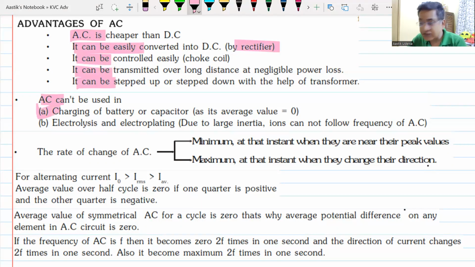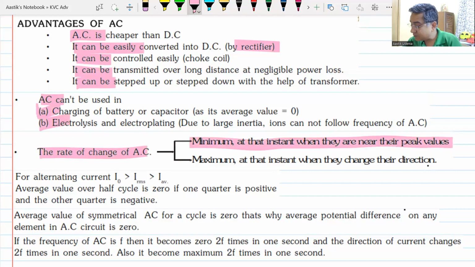AC cannot be used in charging of batteries. Whenever you are charging your laptop or anything, it has a charger, and that charger is basically a converter. It converts from AC to DC. It cannot be used for electrolysis and electroplating because of its frequency. The rate of change of AC, a very important point, is minimum when it is near its peak value. It is maximum when it is changing its direction.